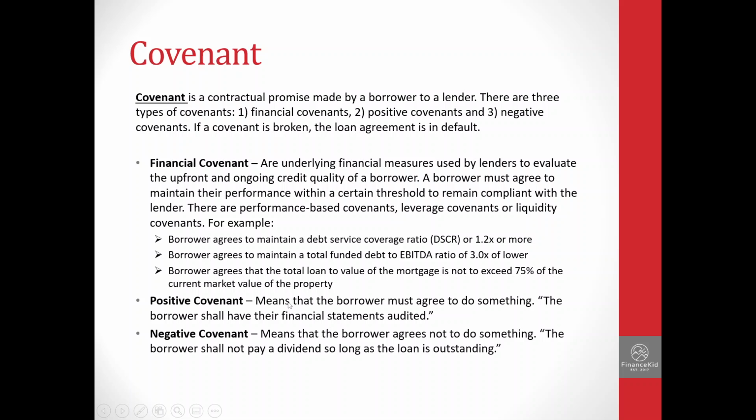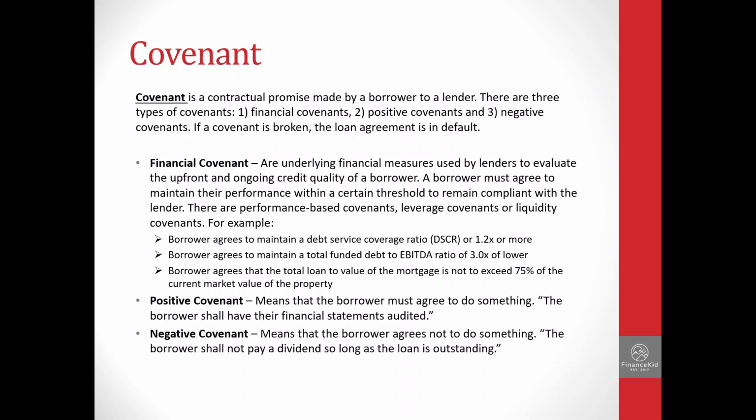A positive covenant means that the borrower must agree to something. The borrower shall have financial statements audited. The borrower will sell the property in 2 years' time. The borrower will make sure that there's $100,000 in cash at all times in their working capital cash account, whatever the case is. Whatever promise you're making, it's essentially a positive covenant when you're promising to do something. The vice versa of that is a negative covenant, where the borrower agrees not to do something.